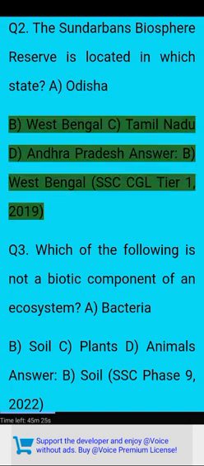West Bengal. C. Tamil Nadu. D. Andhra Pradesh. Answer. B. West Bengal. SSC CGL Tier 1 2019.